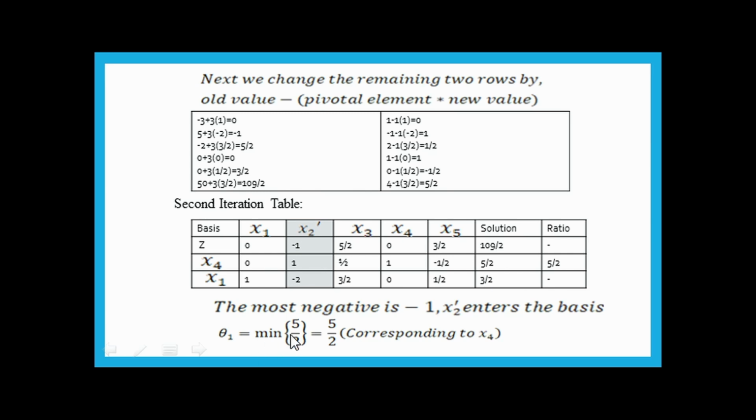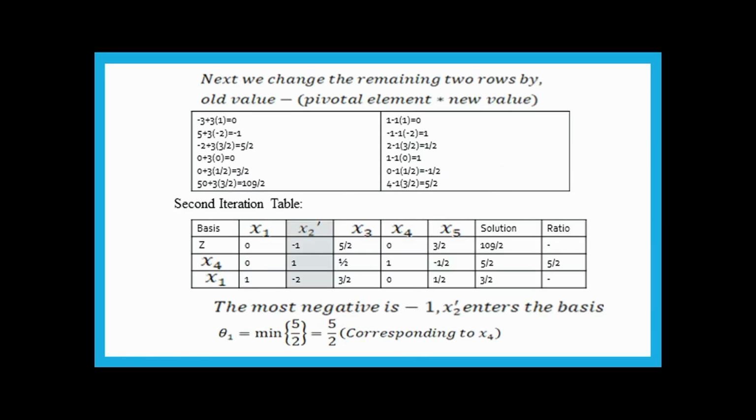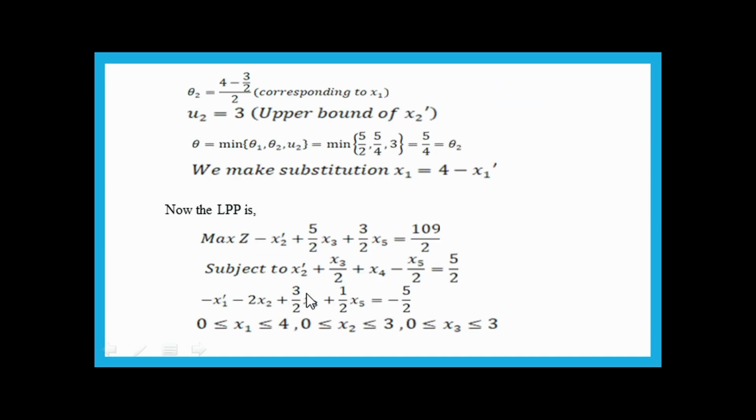So theta 1 equal to minimum of the ratio of x4, which is 5 by 2, which corresponds to x4. Next, theta 2. In this table, x2 dash has one negative value which corresponds to x1. So here we have to find the theta 2 value.